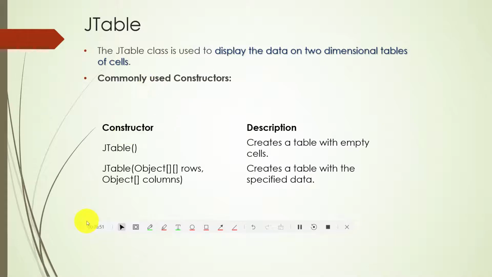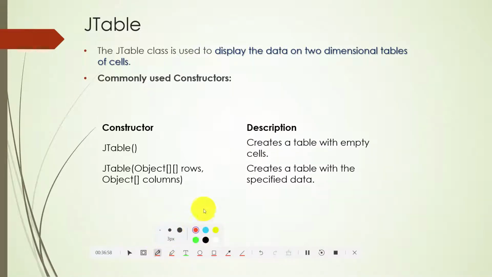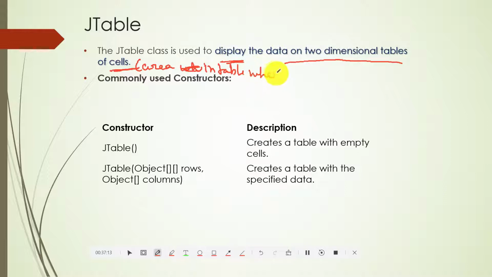So next is a JTable. We'll see this program. The JTable class is used to display the data of a two-dimensional table of cells. A cell is nothing but an area in the table where we enter an element, where we write a word or a number.